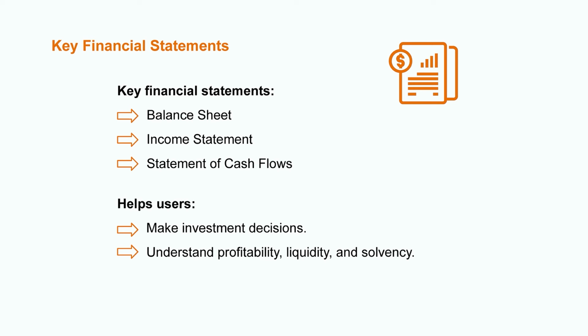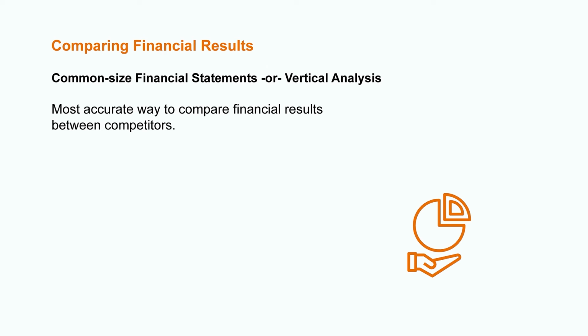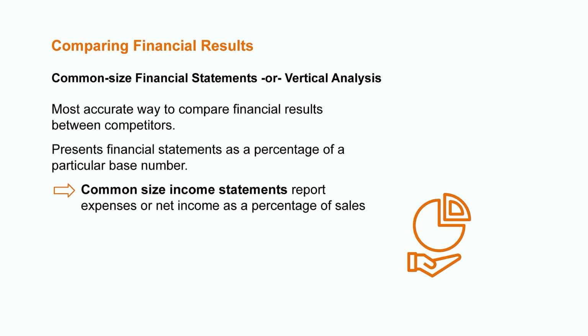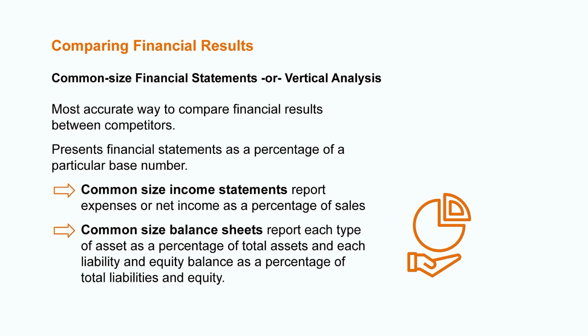An effective way to analyze a company's performance is by comparing their financial results to other competitors in the industry. And common size financial statements are the most accurate way to do this. Common size financial statements, otherwise known as vertical analysis, present amounts in the financial statements as a percentage of a particular base number. As an example, common size income statements report expenses or net income amounts as a percentage of sales. Common size balance sheets, on the other hand, usually report each type of asset as a percentage of total assets, and each liability and equity balance as a percentage of total liabilities and equity.